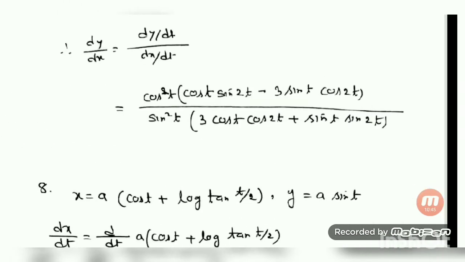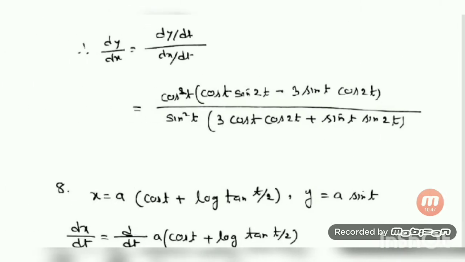So dy/dx equal to what? dy/dt divided by dx/dt. Both the denominators will be cancelled out. So the numerator of this divided by this one will be your answer. I have just skipped one step, that is, the denominator from both is cancelled.